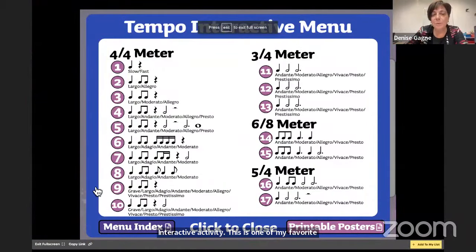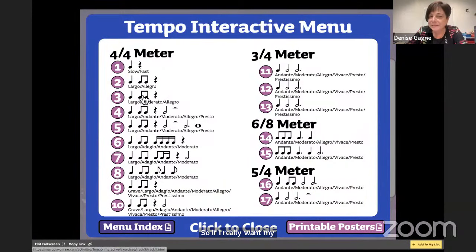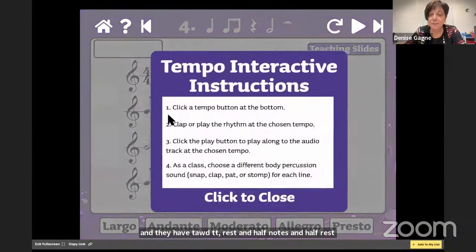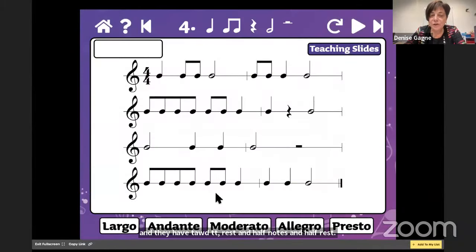So if I really want my grade twos to learn largo, moderato, allegro, and this is their rhythm reading ability, it only uses ta, ti-ti, rest, that's where I'd start. If my kids are doing a little better and they have ta, ti-ti, rest and half notes and half rest, I might go to number four. So then I choose my tempo and we clap the rhythm to it. So let's do this rhythm moderato. Here we go.